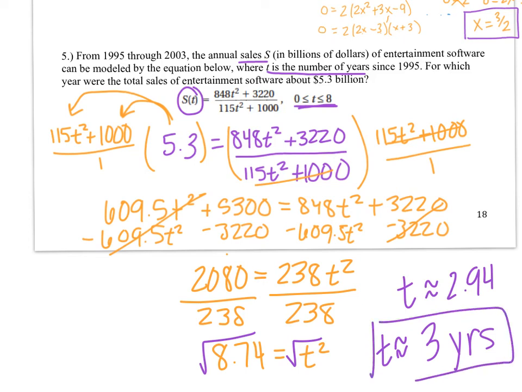years. So when it asks for which year were the total sales of entertainment software about 5.3 billion, 3 years after 1995. So if t is equal to 3 years, then it's going to be the year 1998, 3 years after 1995.